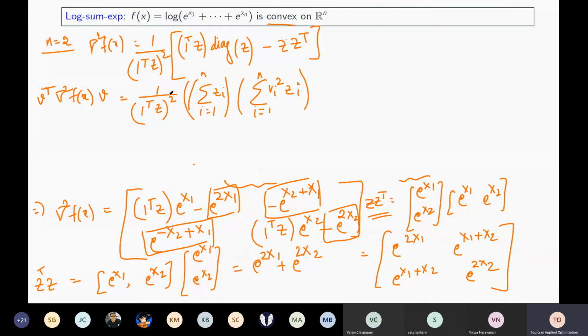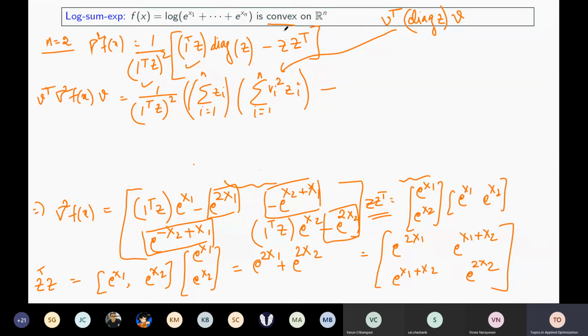This was a constant that comes out, and this is also a constant because this is just a sum of numbers, the sum of zi. So this guy and this guy are constants, so they can remain separate. It's effectively asking what is the effect of v diag(z) v, because the other things, 1 transpose z, 1 transpose z, can come out because constants come out. So this is the thing that is written here. It will become vi square zi.